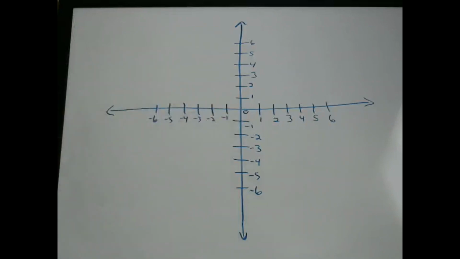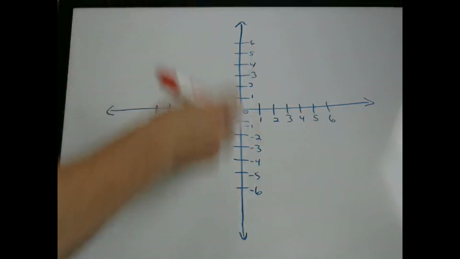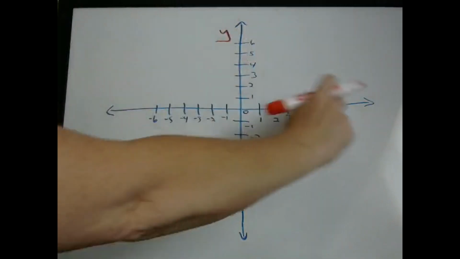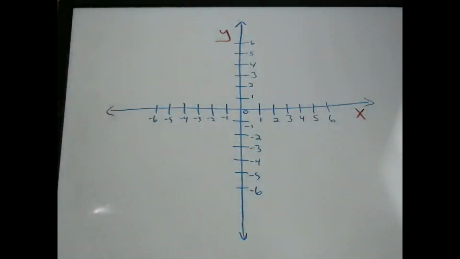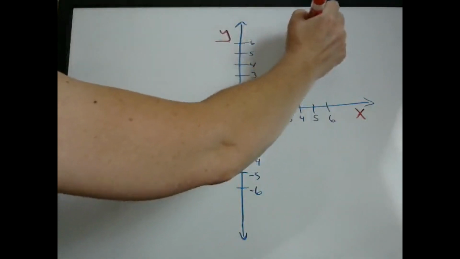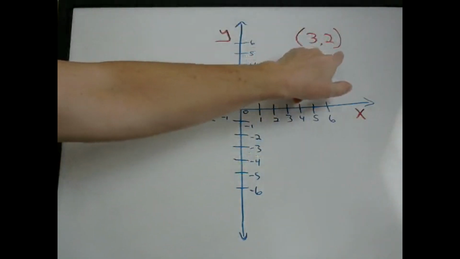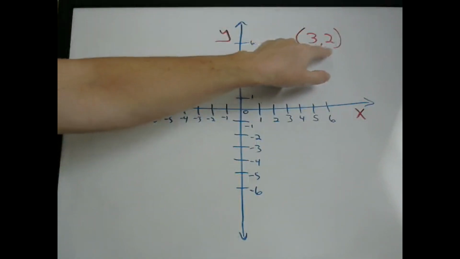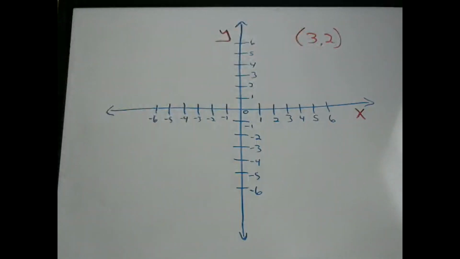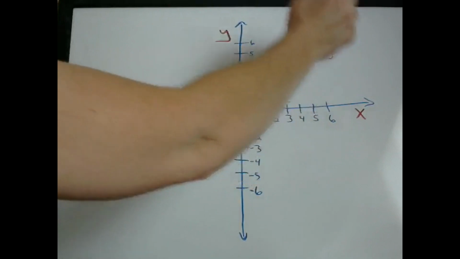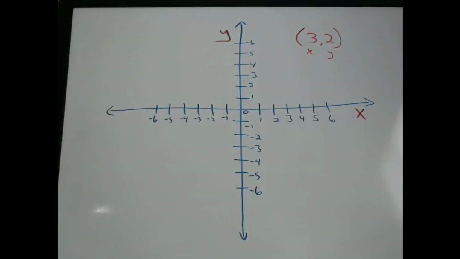When you have a coordinate plane, the vertical line is always the y-axis. The horizontal line is always the x-axis. When you're given a point, for example, 3, 2, points are always going to be written like this, in parentheses, with two numbers separated by a comma. The first number is always your x coordinate. The second number is always the y coordinate. So you have your x and your y.